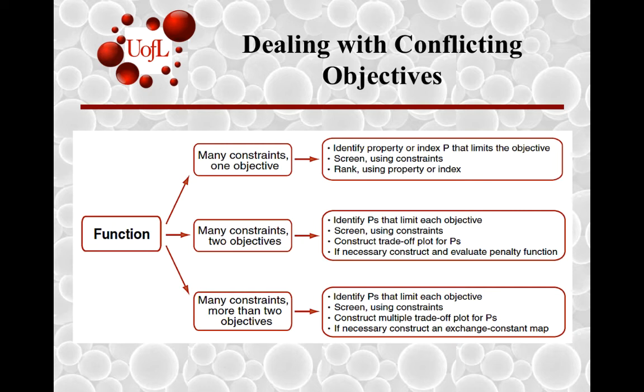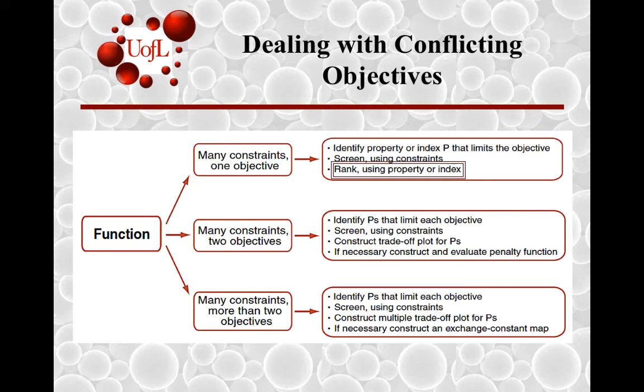We are going to do that in the context of dealing with conflicting objectives. So you have a function and you could have several constraints. Let's look at three situations: one where you have only one objective, another time when you have two objectives, and thirdly, when you have more than two. Depending upon each of these three situations, you would have three different approaches that build off from properties or, more importantly, material indexes or performance indexes P.